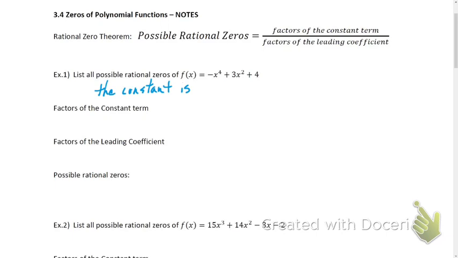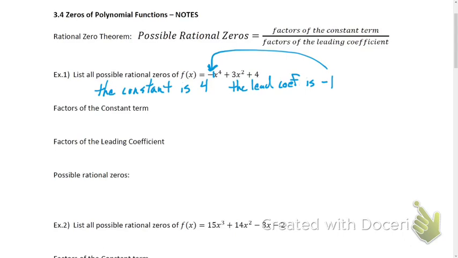is 4, and the lead coefficient is -1. And if you don't see that -1, find the largest exponent and look at the number right in front of that variable. And there's really a 1 there and the negative. So find the largest exponent, and it's the number in front.